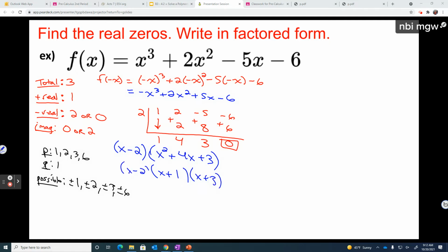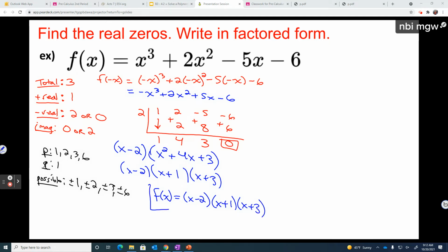So I'm going to write it with f next. F of x, that's our factored form. So f of x equals x minus 2 times x plus 1 times x plus 3. And so that's our factored form.